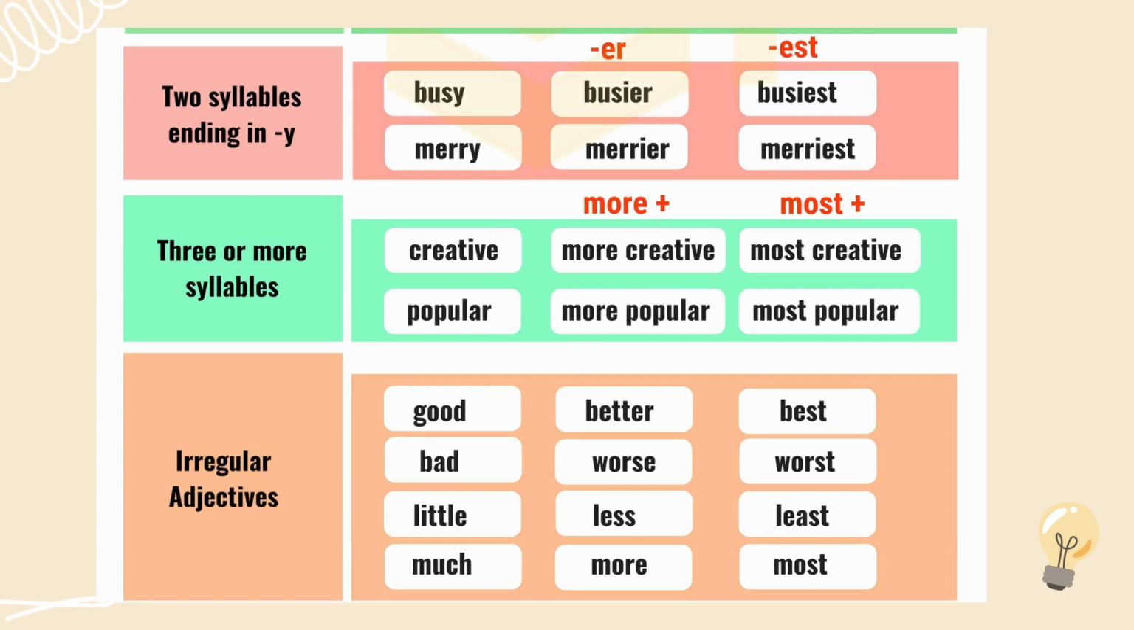Alright, the last one, irregular adjectives. What is an irregular adjective? Stay tuned, because we are going to learn about it later. Now let's just take a look at examples of irregular adjectives. Good, better, best. Bad, worse, worst. Little, less, least. Much, more, most.